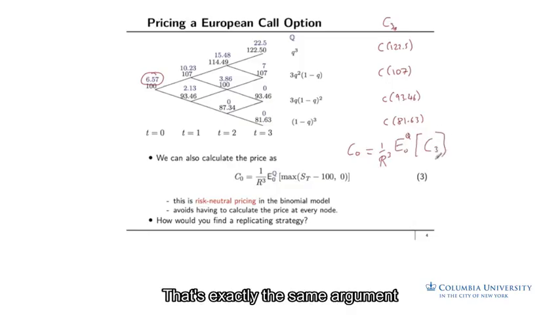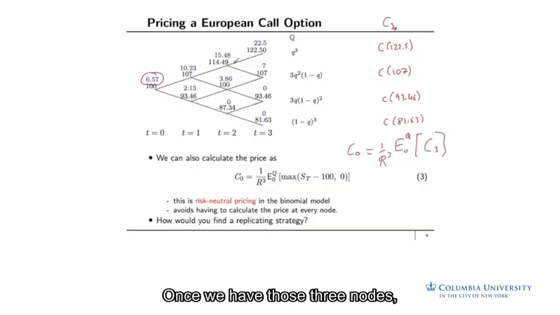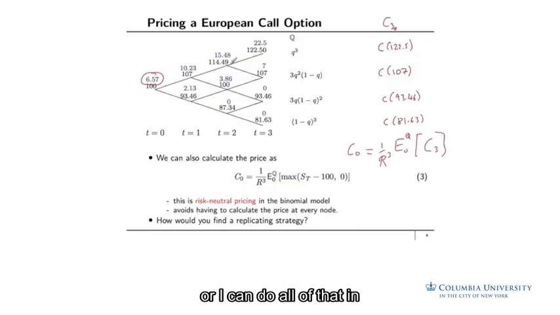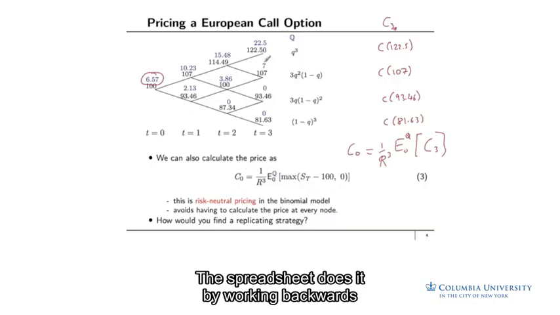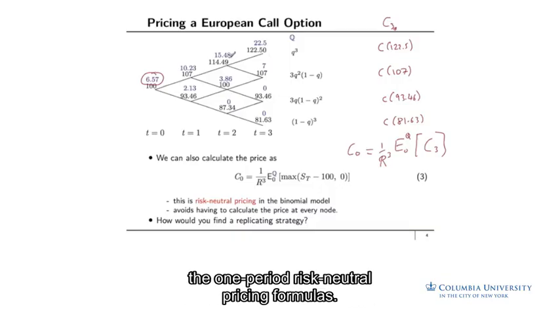Okay, and it's exactly the same argument we use for the one-period model. I could work backwards one step at a time to compute the value at each of these 3 nodes. Once I have those 3 nodes, I can work backwards to these 2 nodes. And once I have the value at these 2 nodes, I can work backwards to get the value here. Or I can do all of that in one shot via this calculation here. The spreadsheet does it by working backwards one period at a time, and you can see the formulas in there and confirm that all we're using are the one-period risk-neutral pricing formulas.